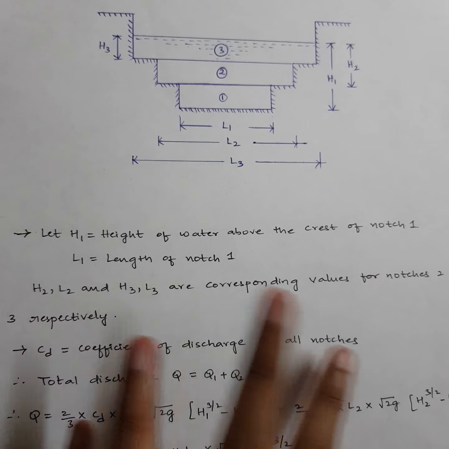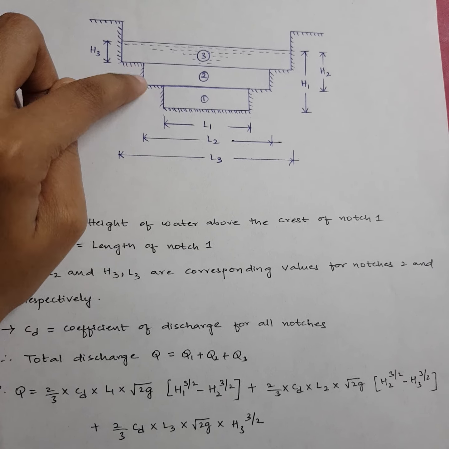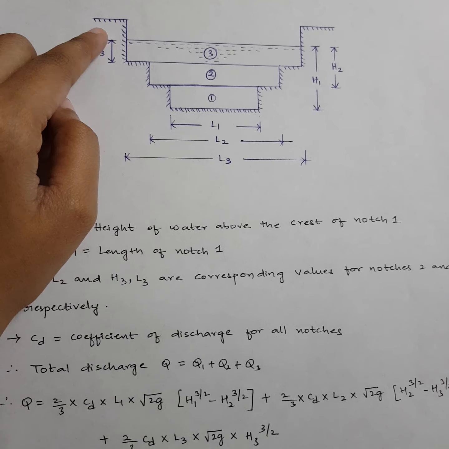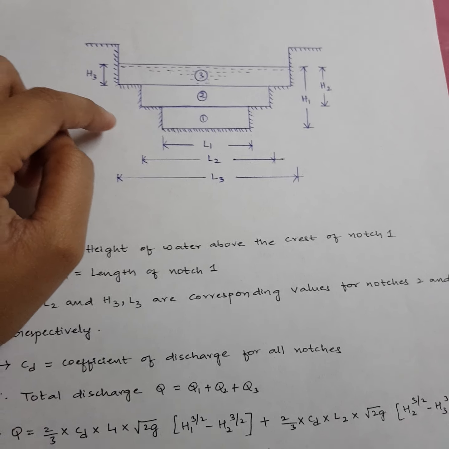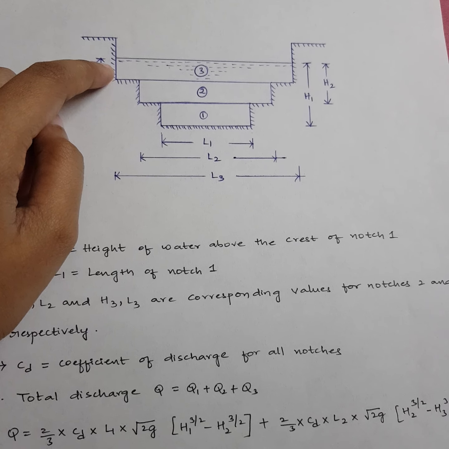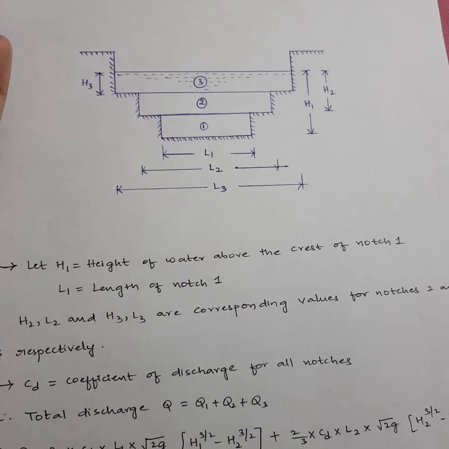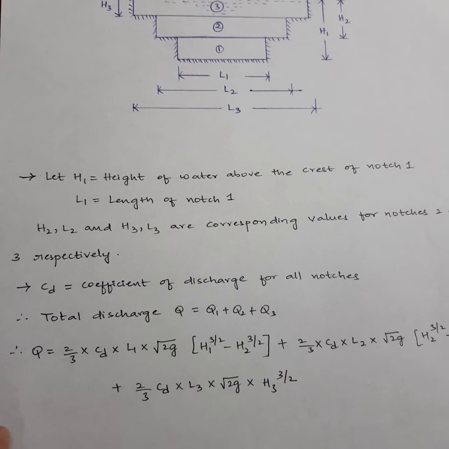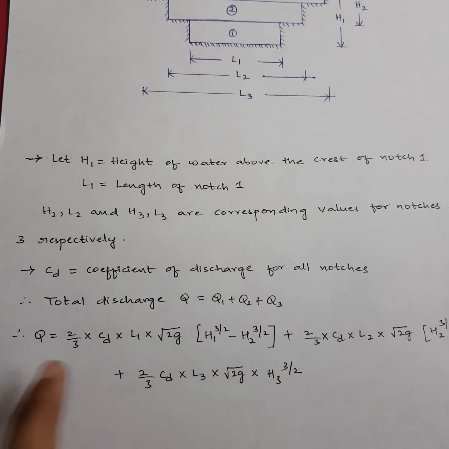So what is the total discharge? Q is given as Q1 plus Q2 plus Q3, as I told you. Since our stepped notch is a combination of various rectangular notches, and in my figure I have only three rectangular notches, that's why I'm adding Q1 plus Q2 plus Q3. If you have another step, it will be plus Q4, like that. So total Q is equal to, let's see what Q1 is.